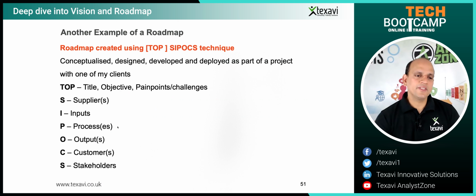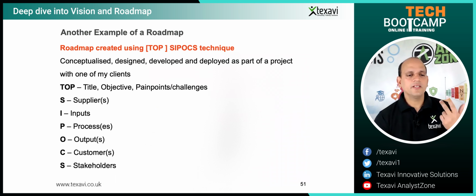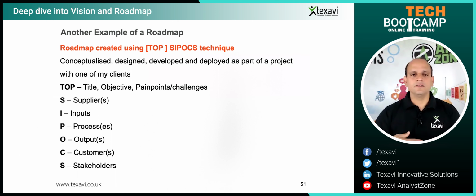If you look it up, SIPOC is a very popular tool. Simply put, SIPOC is supplier, input, process, output, customers. And then I added stakeholders, because a lot of the time you also need to work with multiple stakeholders, internal as well as external. And then I added this TOP there, because it gives you context. What are the objectives? What are the pain points, problems, and challenges you would like to address?